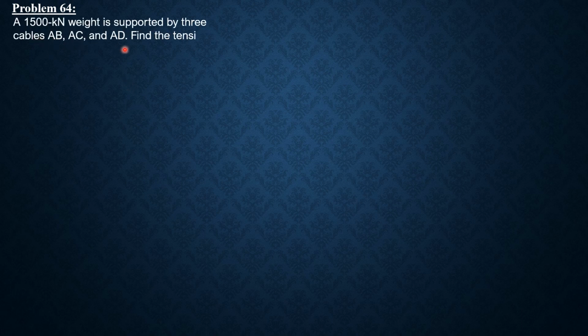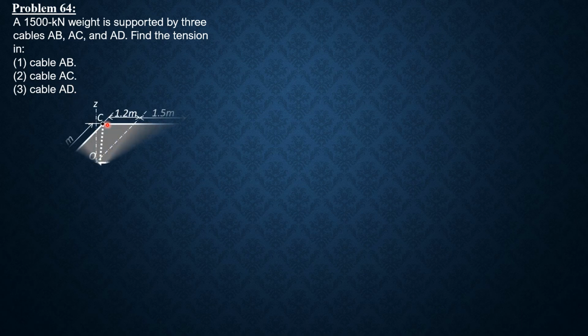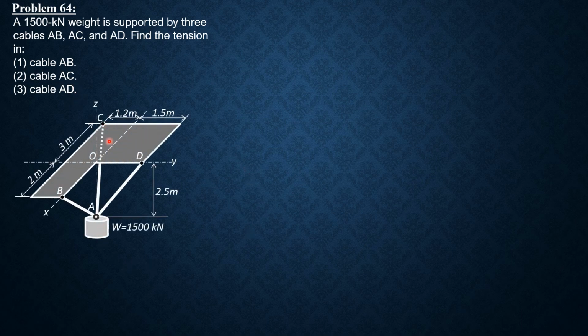So let's proceed to problem 64, example 64. A 1,500 kilonewton weight is supported by three cables AB, AC, and AD. Find the tension in cable AB, tension in cable AC, and the tension in cable AD. So the forces are concurrent but not coplanar.